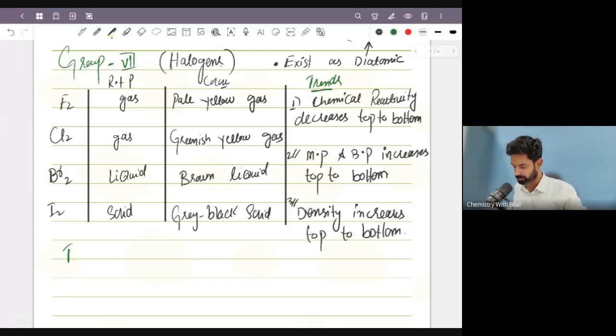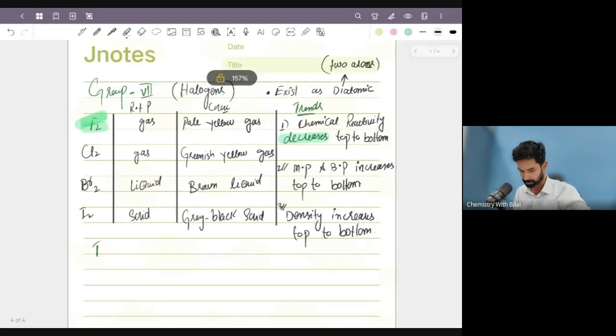ग्रुप 1 के बिल्कुल ऑपोजिट हैं दोनों ट्रेंड. यहाँ पे केमिकल रिएक्टिविटी डिक्रीज हो रही है. इसका मतलब फ्लोरीन इज मोस्ट रिएक्टिव. टॉप है, सबसे ज्यादा रिएक्टिव, लेस एंड द लीस्ट. केमिकल रिएक्टिविटी डिक्रीजेस. Melting point increases. Fluorine has the lowest melting point, and iodine the highest melting point. And then density increases as you go down in group 7.